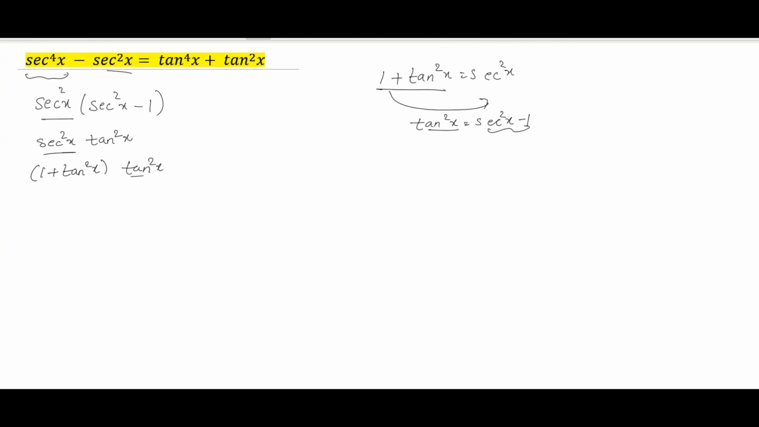Now tan square x into 1 is tan square. And then here we have tan square into tan square, that is tan power 4x. So this is nothing but the RHS we have here. Now let us look into the next question.